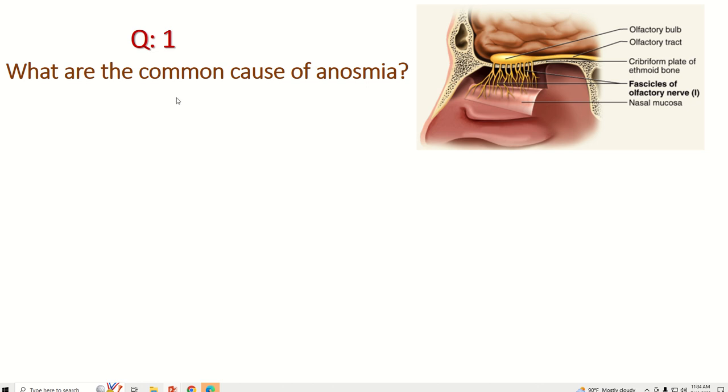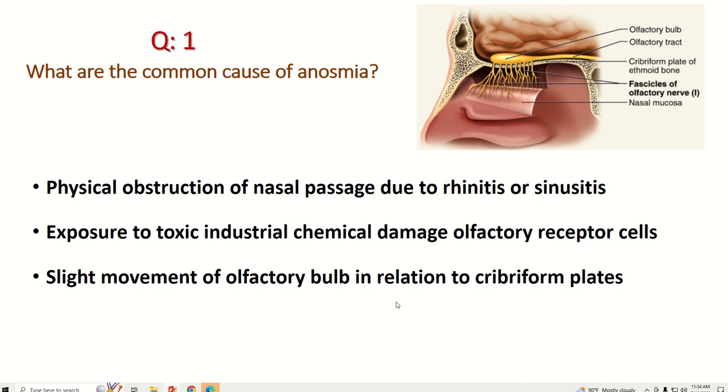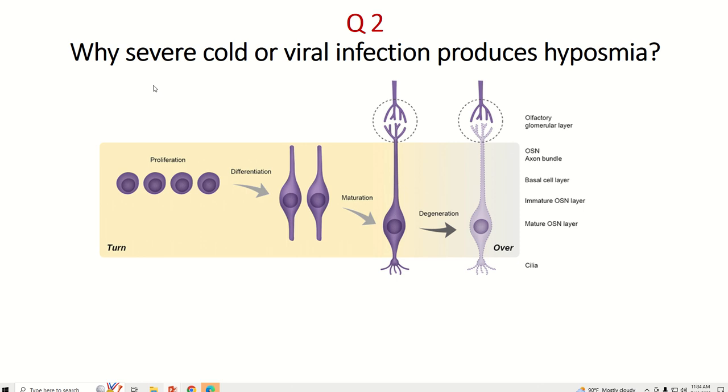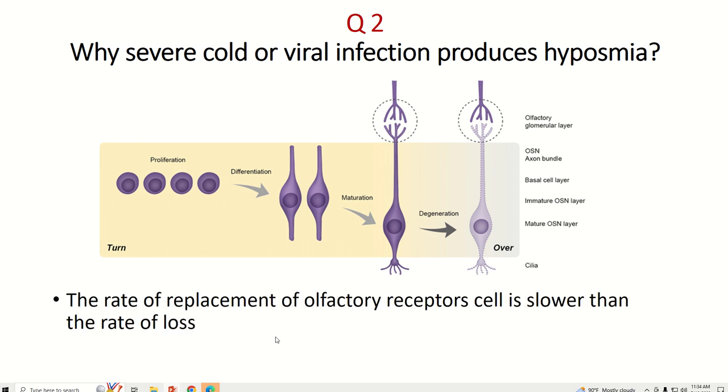Now, questions. What are the common causes of anosmia? Physical obstruction of the nasal passages due to rhinitis or sinusitis; exposure to toxic industrial chemicals that damage olfactory receptor cells; and slight movement of the olfactory bulb in relation to the cribriform plate can cause anosmia. Why do severe colds or viral infections produce hyposmia? The rate of replacement of the olfactory receptors is slower than the rate of loss.